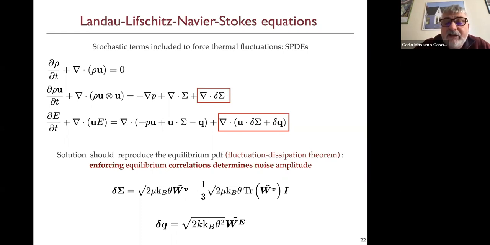That is called delta sigma and delta q in this case, and these are the terms framed by the red square. Of course, they have a tensorial or vectorial nature depending on the equation, and the noise is multiplied by a suitable operator, an intensity operator, which in the present case is a divergence. And now what we want is that, by forcing this system of equations with this noise term, we obtain the equilibrium correlations that we know should be there by statistical mechanics arguments. So this fixes the noise intensity operator and closes the system.